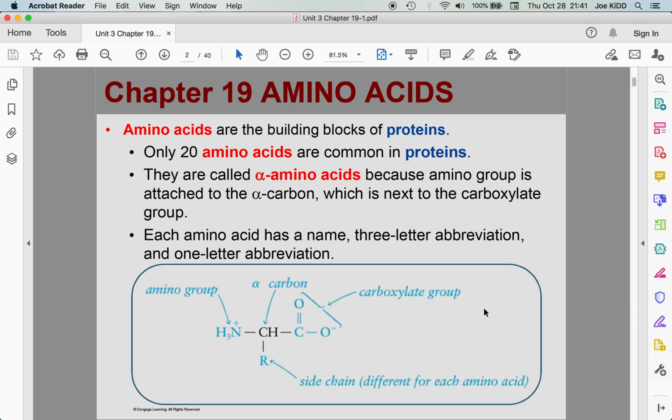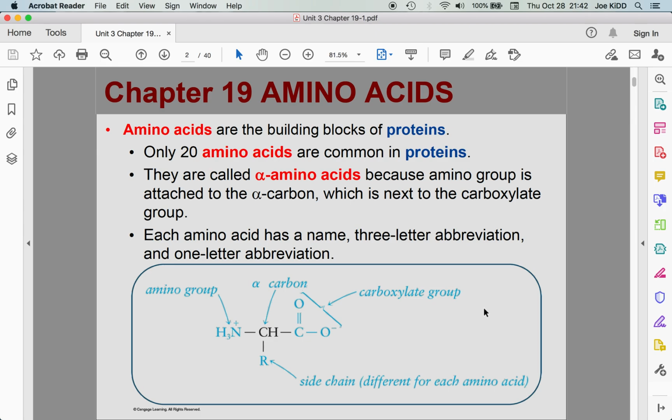So let's get started. If we're going to talk about proteins, we first have to talk about amino acids. Amino acids are the building blocks of proteins. We can think of a protein as a little Lego building, and the amino acids would be the individual Legos in the building. There are 20 amino acids, and like we said, proteins are made up of amino acids.